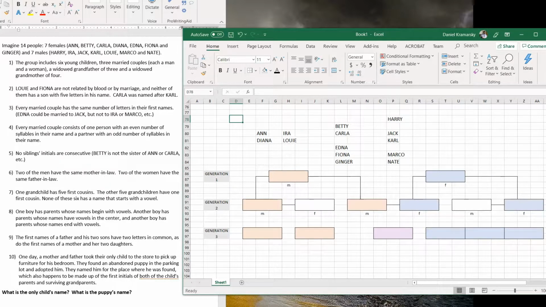One boy has parents whose names begin with vowels. Another boy has parents with vowels in the center, and another boy has parents whose names end with vowels. That means that of these 3 different married couples, everyone has at least one boy, right? This guy has to be a boy. Let's say this is a boy. You knew that already. And there's at least one boy here as well.